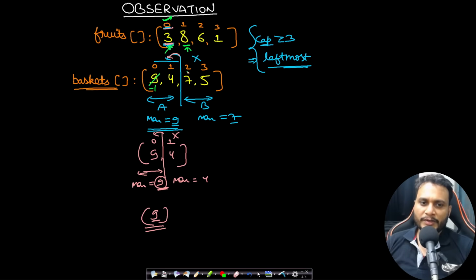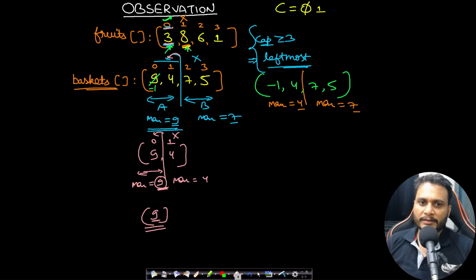Now if you go and check for 8, I will follow the same process. My array is now -1, 4, 7, 5. If I divide this into two parts, on the left hand side the max is 4, and on the right hand side the max is 7. Since the quantity is 8, I know that none of these satisfy the capacity 8. Therefore it is useless to search, so this cannot be assigned. I can maintain a counter which starts from 0, and it will be incremented whenever a fruit type cannot be assigned, right?